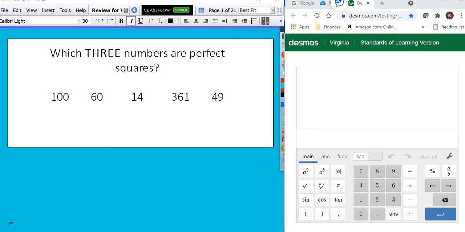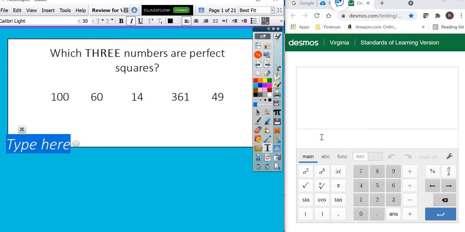Everybody, this is your Flashback 3 review, and I'm going to go ahead and get started right away. This says, which three numbers are perfect squares? Well, Desmos is your friend.